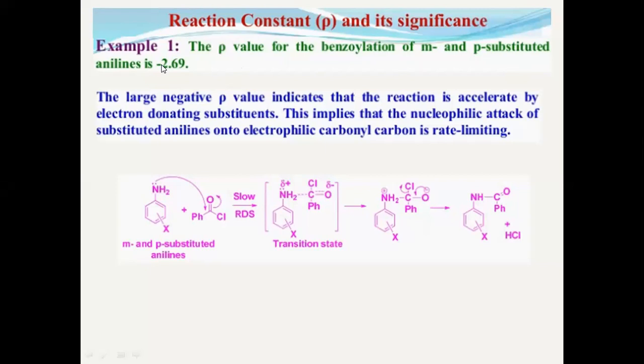If the rho value is negative, it means that electron donating groups will stabilize, or we can say, will increase the rate of reaction. Very simple. If the rho value is negative as given in this example, electron donating groups will increase the rate. Next point, why? Because in the RDS, positive charge develops on the reaction center, and hence electron donating groups play a very important role to stabilize it and increase the rate. Hope you have understood this. We'll discuss the next example very soon.